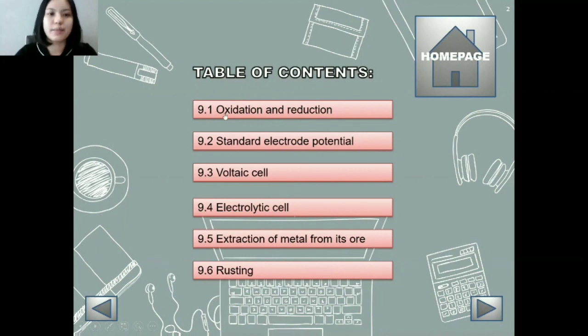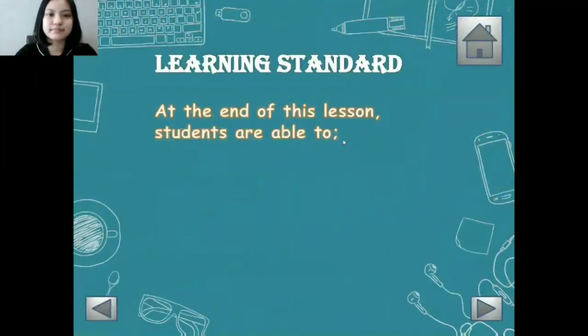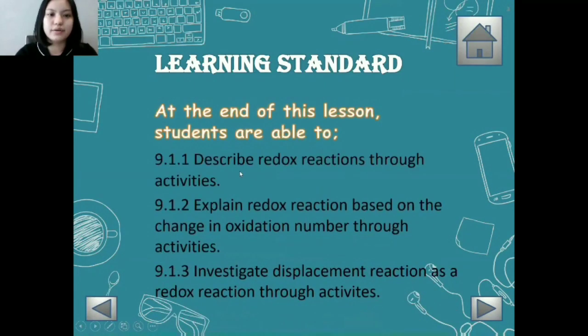Now look at 9.1, oxidation and reduction. This is the learning standard for 9.1. It includes describing redox reactions, explaining redox reactions based on the change in oxidation number, and investigating displacement reactions as redox reactions.